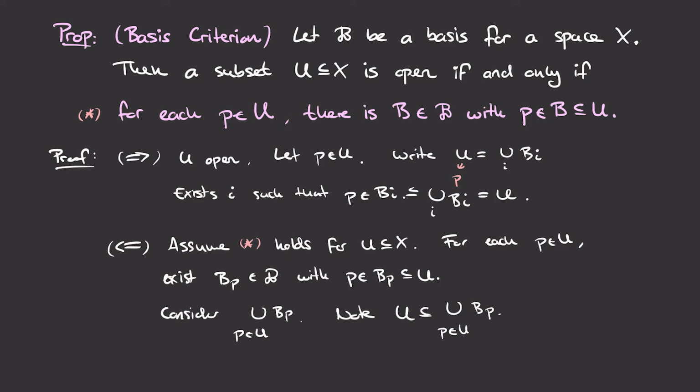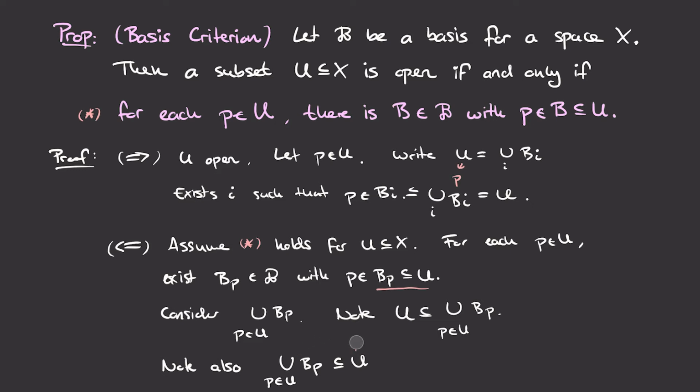On the other hand, we also have an inclusion of the union into U. Why is this? Well, it's because of this assumption here that these basis elements BP are contained within U. So if we take some point X in this union, then X is contained in particular in some basis element BP, which is a subset of U, and therefore this implies that X also lies within U.